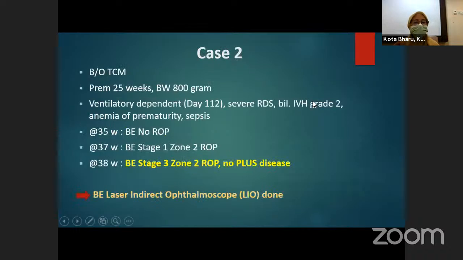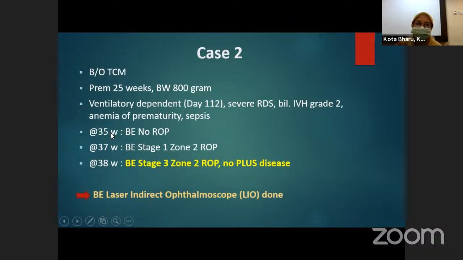Okay, case 2, baby of TCM, premature 25 weeks with birth weight of 800 grams. The underlying issue or risk factor for this baby is ventilator dependence until day 112. Severe RDS with bilateral intraventricular hemorrhage grade 2, anemia of prematurity, and sepsis with recurrent pneumonia.